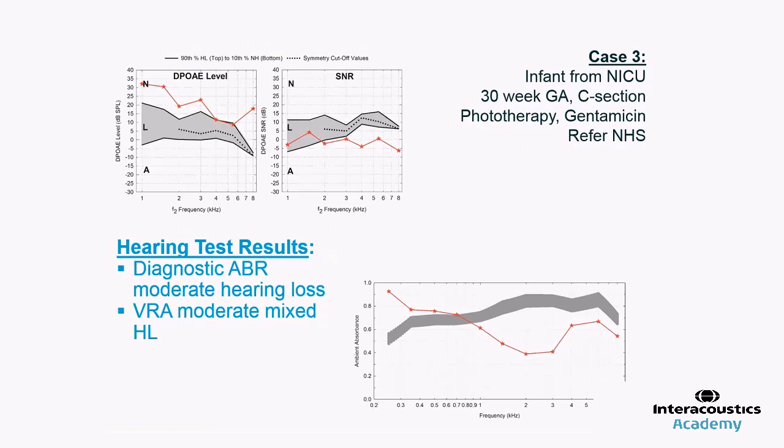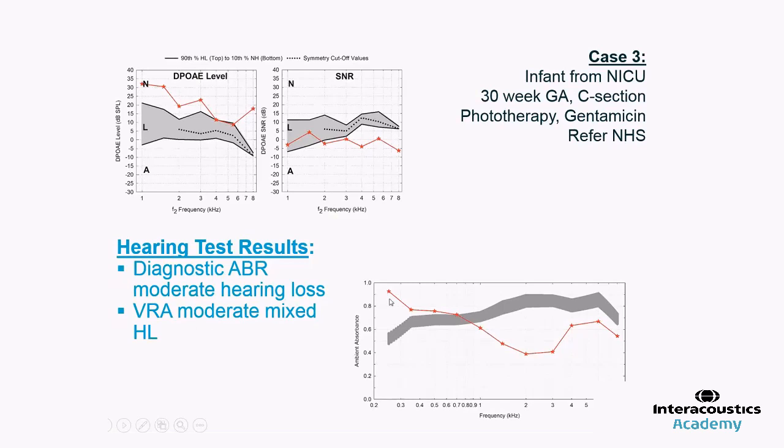And then finally, I have a case of an infant from the NICU who also had some risk factors with premature birth and gentamicin exposure and referred on newborn hearing screening. And this infant showed a DPOAE level that was actually pretty high, but the signal to noise ratio was quite low. So didn't pass on signal to noise ratio. The diagnostic ABR showed a moderate mixed hearing loss, and so did the VRA.